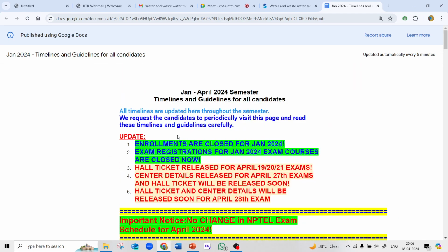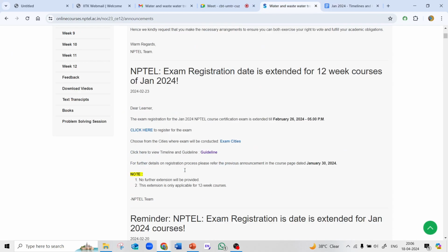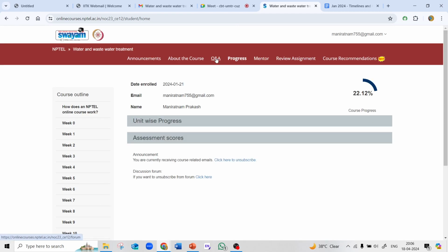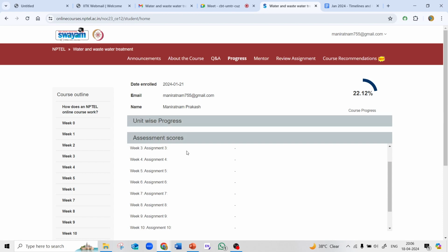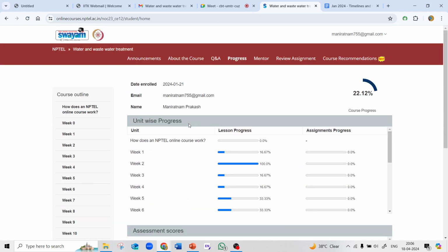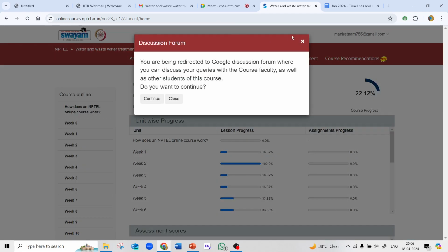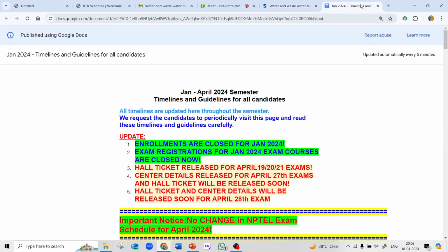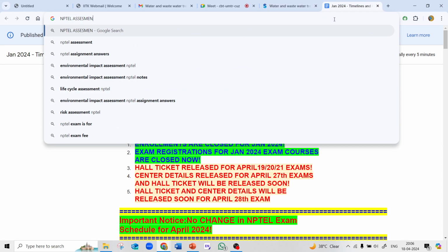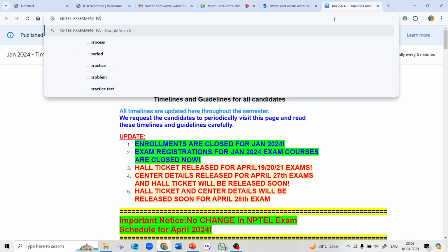Actually, there is one guidance written there about how much you have to score to get a certificate. There are different categories: golden category, silver category, something like that. I'm not getting that assessment page, but you can find it online. Just let me search.